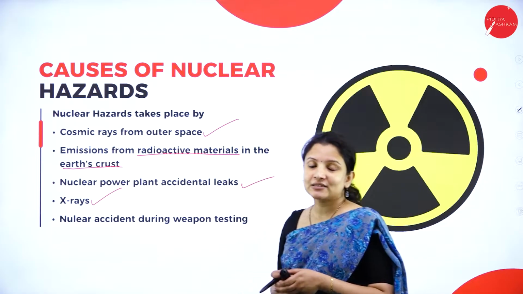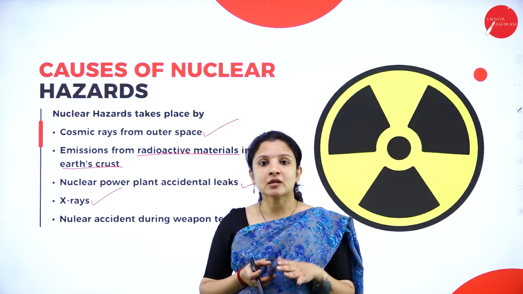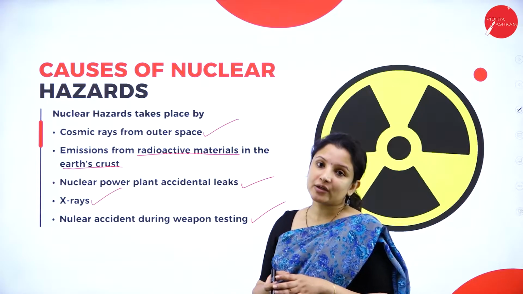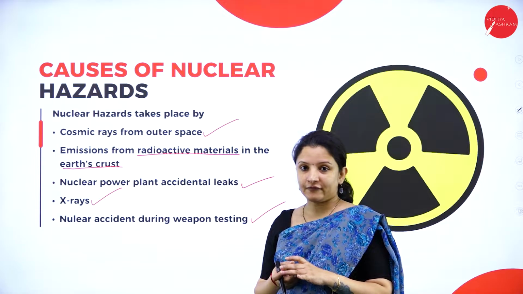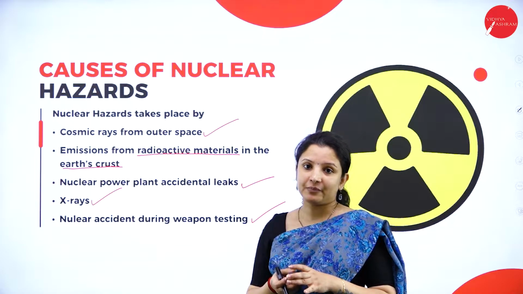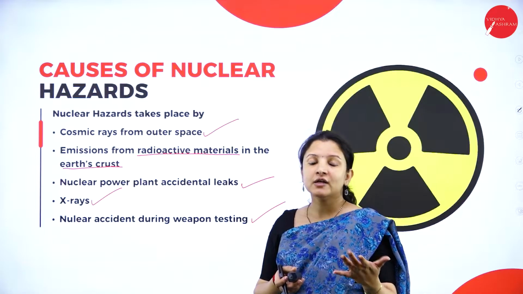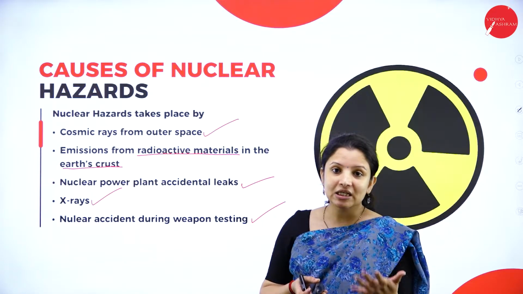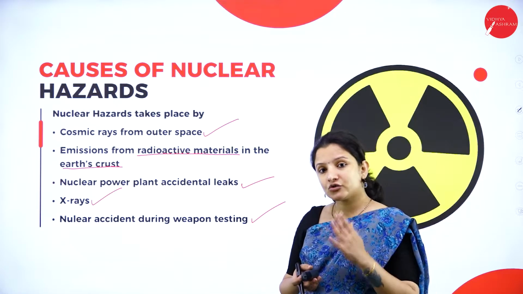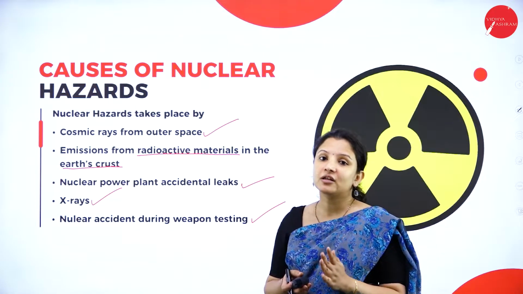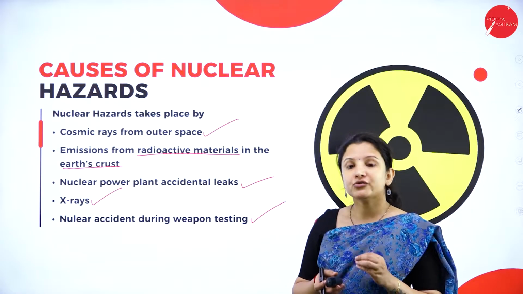Next is nuclear accidents that can occur during weapon testing. A lot of countries just boast around saying we have nuclear weapons, but what might happen if the country misuses this nuclear weapon? It can lead to a lot of problems. The best example that we can take is the Hiroshima Nagasaki incident, right? How nuclear bombing, that is the atomic bombing, was done, and even today the children who are born there are suffering because of that one bad decision that was taken by the US government during those times.